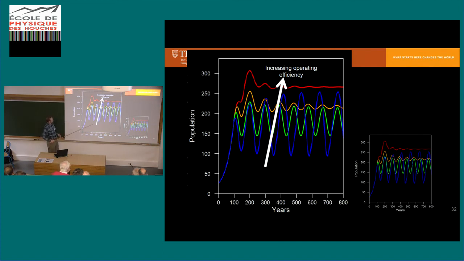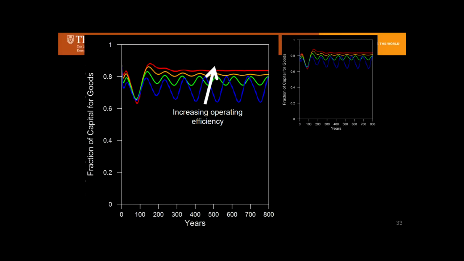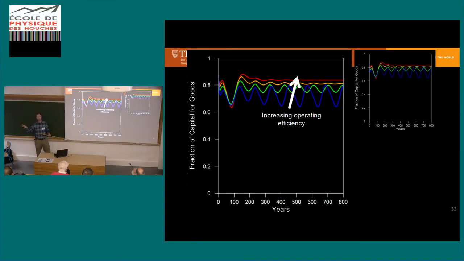Here is the population. Similarly, if I'm more efficient at operating my economy from a nature standpoint, I have more nature left over for people. People require a certain quantity of nature to survive, so I'm able to have a higher population. Here is the fraction of capital that is in the goods sector. Of course, 1 minus this is the fraction of capital that's in the extraction sector. If I'm more efficient at operating my capital, I'm able to have more of the capital be in the goods sector versus the extraction sector.